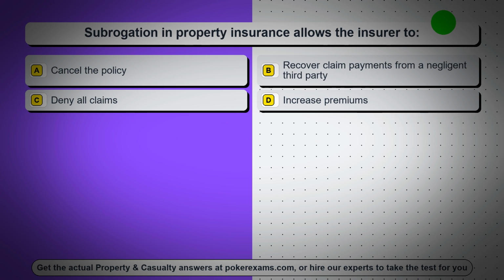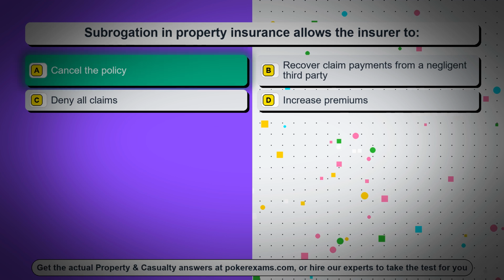Question 22. Subrogation in property insurance allows the insurer to, option A, cancel the policy. Option B, recover claim payments from a negligent third party. Option C, deny all claims. Option D, increase premiums. The correct answer is option A, cancel the policy.